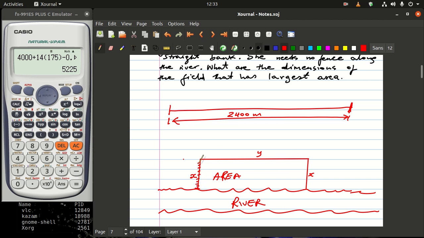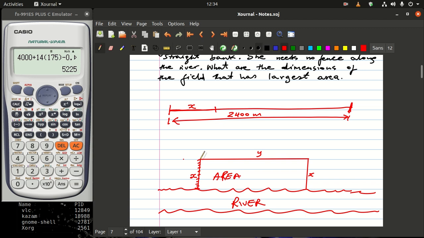So we want to fence this side. This side here is going to take some length of this wire. So we are going to cut the wire somewhere here so that we can fence this side. The length of this side, we need a wire, or a fence, of length x, so that we can place it here.